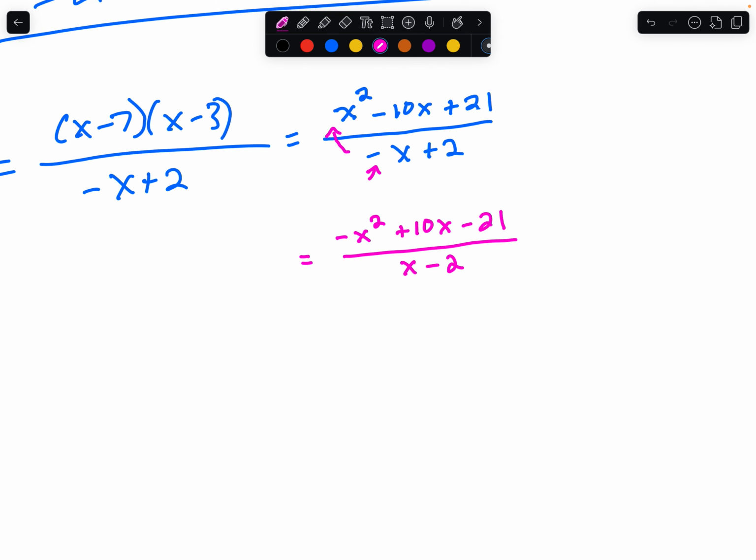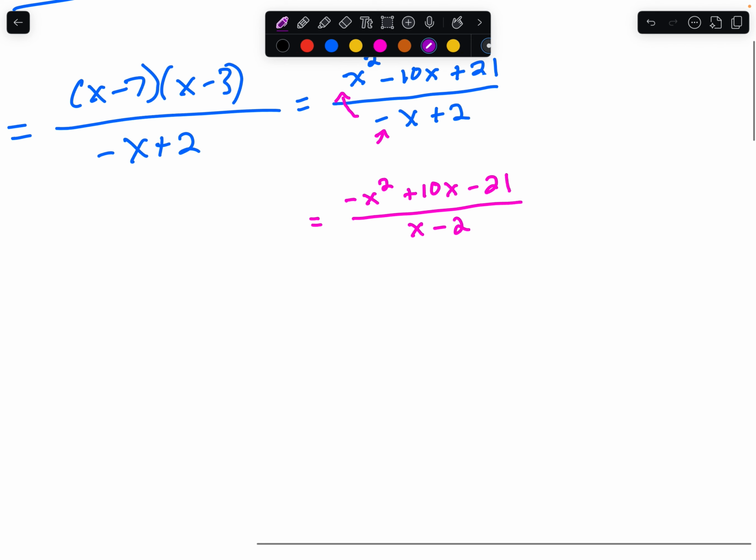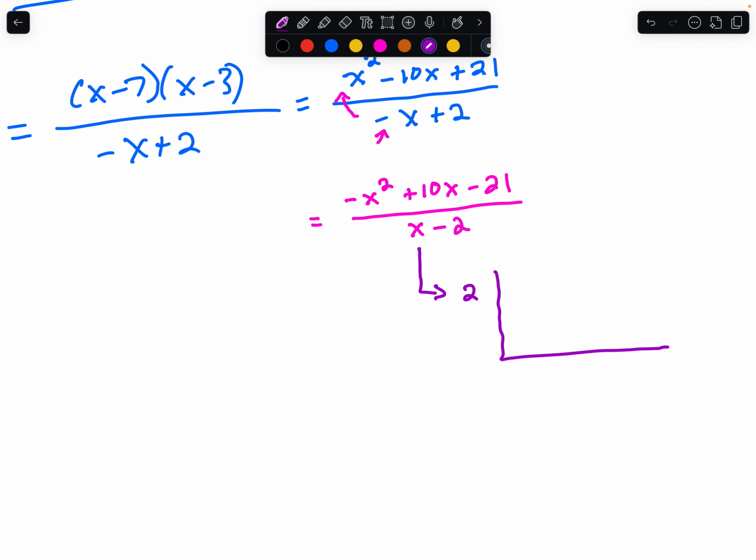And what that does is now I can use synthetic division, right? Because I know that 2 is the root, and synthetic division is really quick. So I've got a negative 1 here, a positive 10 here, and a negative 21 here, all right? So the rule is bring down that, multiply. 2 times negative 1 is negative 2. Push those together, so 10 minus 2 is 8. 2 times 8 is 16. And then I'm left with negative 21 plus 16 is negative 5.